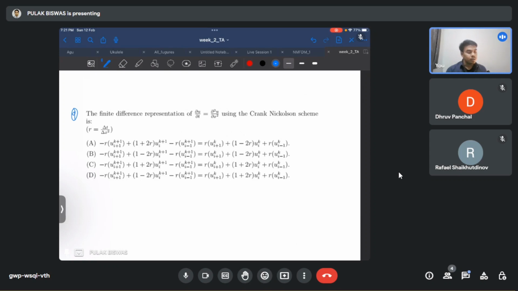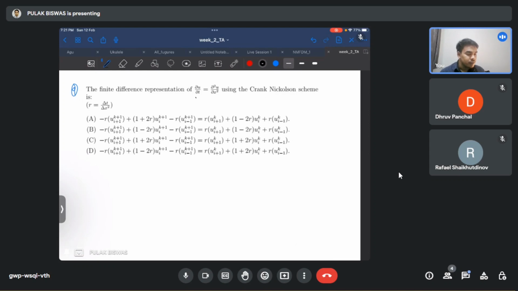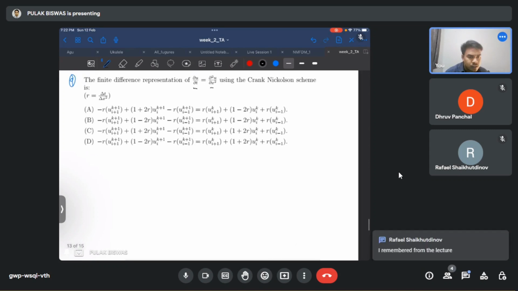The ninth. Finite difference representation of this equation, the diffusion equation, Crank Nicholson scheme. So tell me, for Crank Nicholson, what schemes I should use for this time and spatial derivative? For time, so have you computed this, or you know? So in Crank Nicholson, what is done?